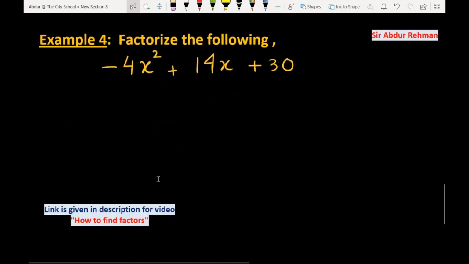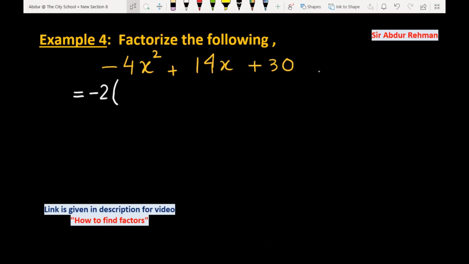This is example number 4: minus 4x squared plus 14x plus 30. The first step is you have to take common. The common here is minus 2, because 4 is divisible by 2, 14 is divisible by 2, and 30 is divisible by 2. So the first step is to take minus 2 as common.